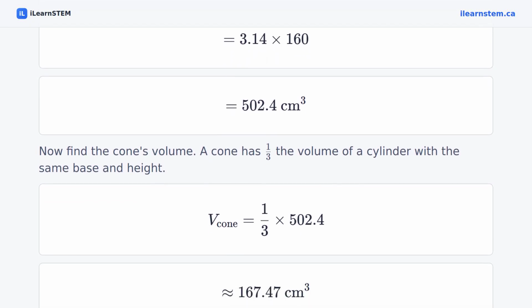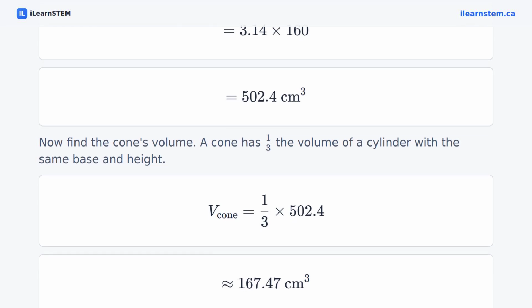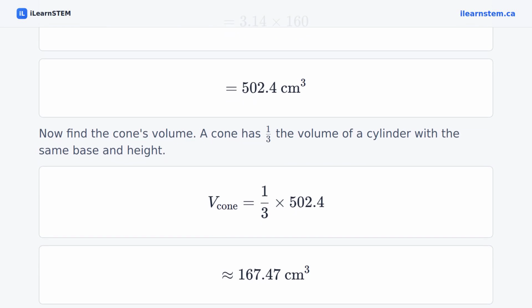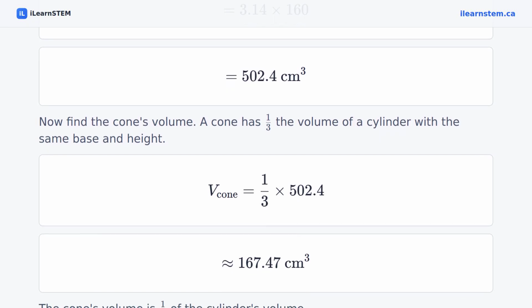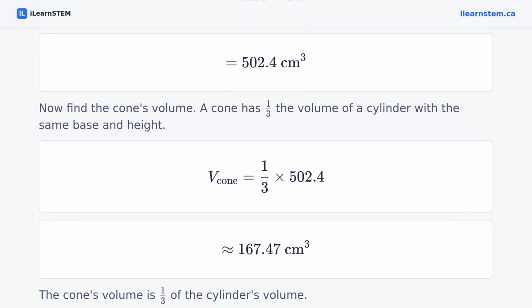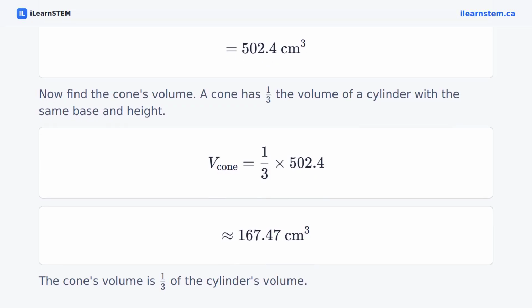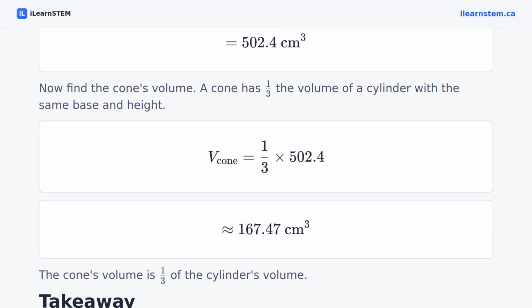That gives approximately 167.47 cubic centimeters. So the relationship is the cone's volume is 1/3 of the cylinder's volume. Remember, for a cone with the same base and height as a cylinder, the cone's volume is exactly 1/3 of the cylinder's volume.